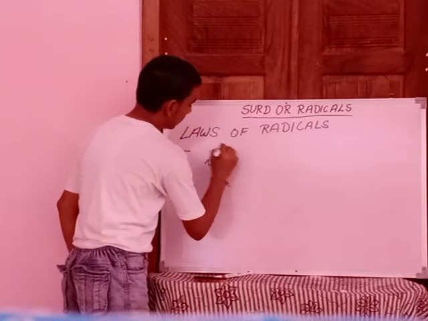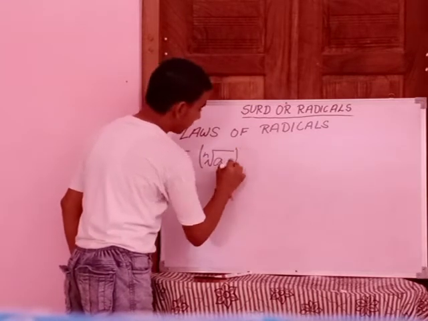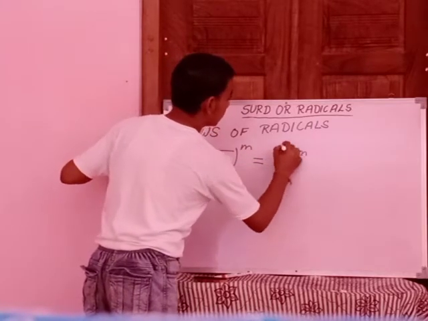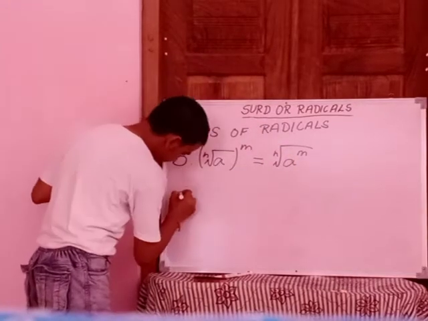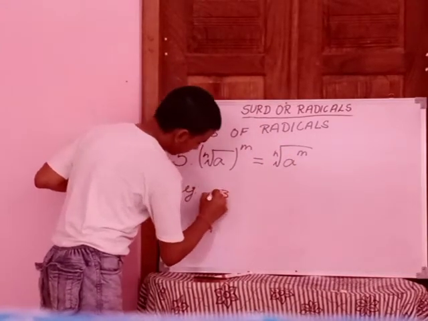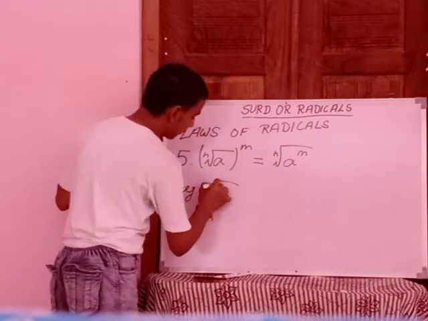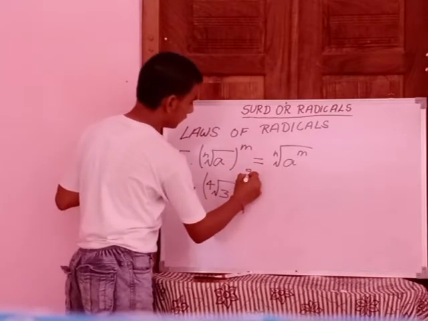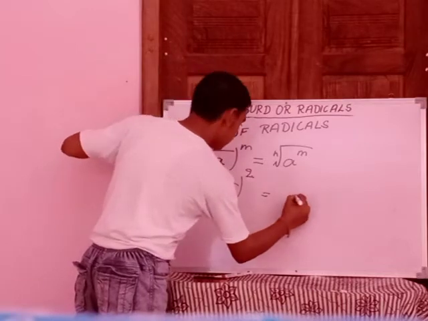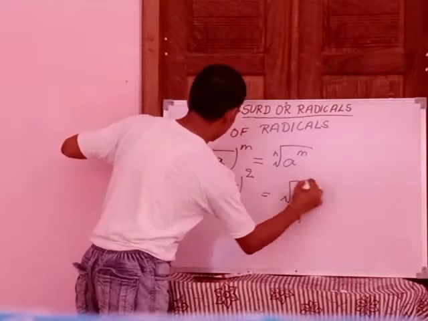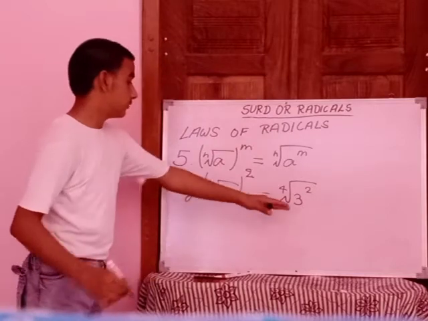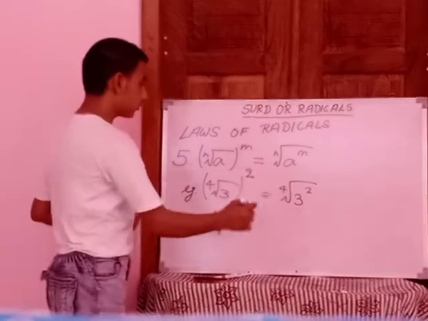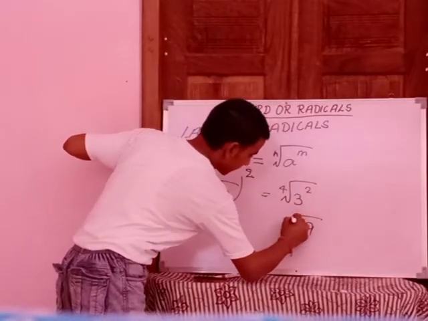A under the radical sign of n raised to the power m would be A raised to the power m under the radical sign of index m. For example, A is 3 under the radical sign of index 4 and m is 5. So let's take it as 2. So 3 square under the radical sign of n can be expressed as 3 square under the radical sign of index 4.